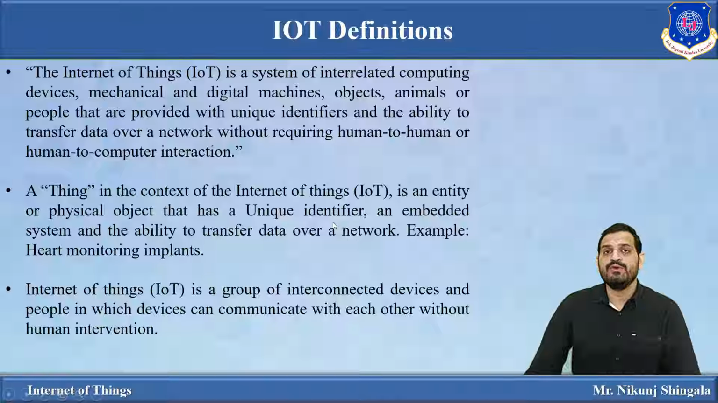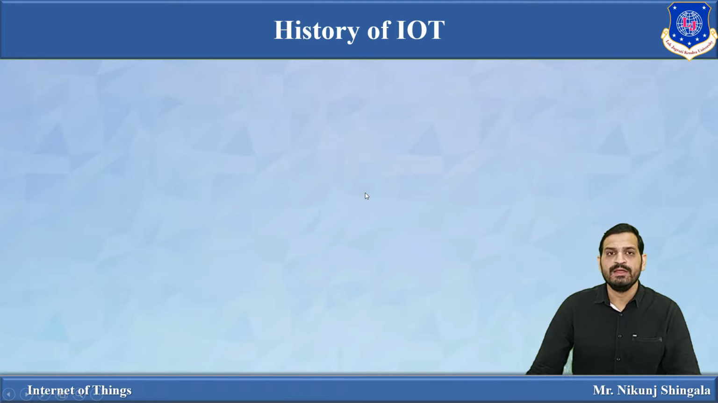Internet of Things is a group of interconnected devices and people, in which devices can communicate with each other without human-to-human intervention. This is a simpler definition. So these are a few definitions related to IoT.